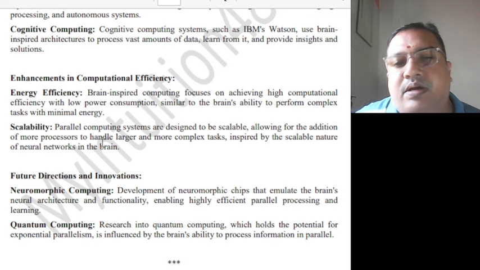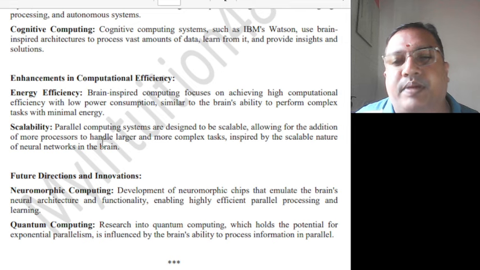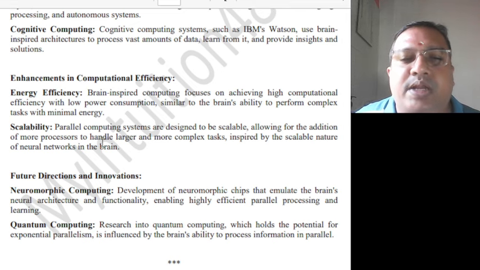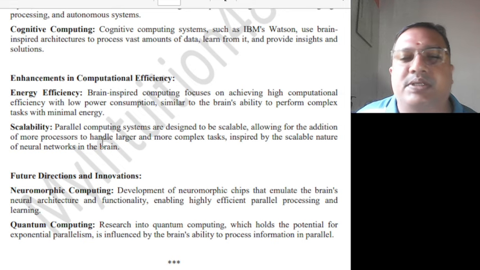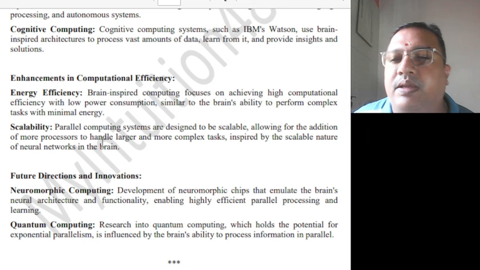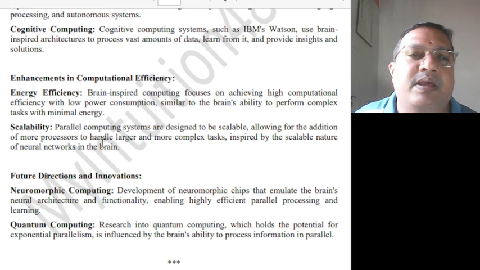Then future directions of computing, the research going on and the innovations: neuromorphic computing and quantum computing. Development of neuromorphic chips which emulate the brain's neural architecture and functionality enables highly efficient parallel processing and learning. Quantum computing research, which holds the potential for exponential parallelism, is influenced by the brain's ability to process information in parallel.